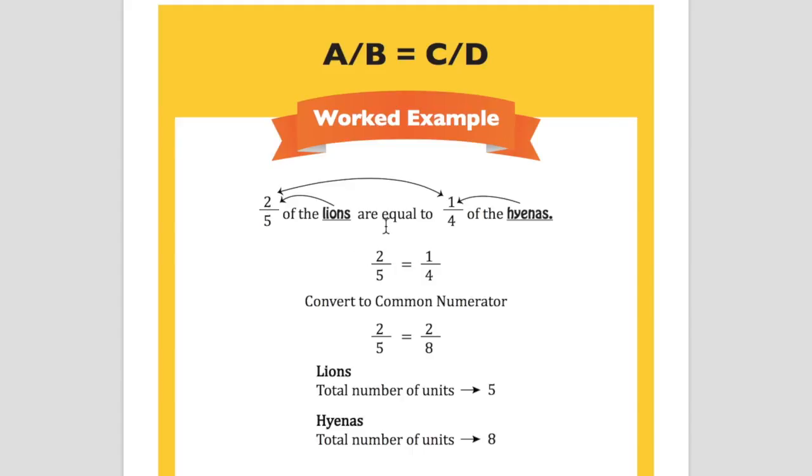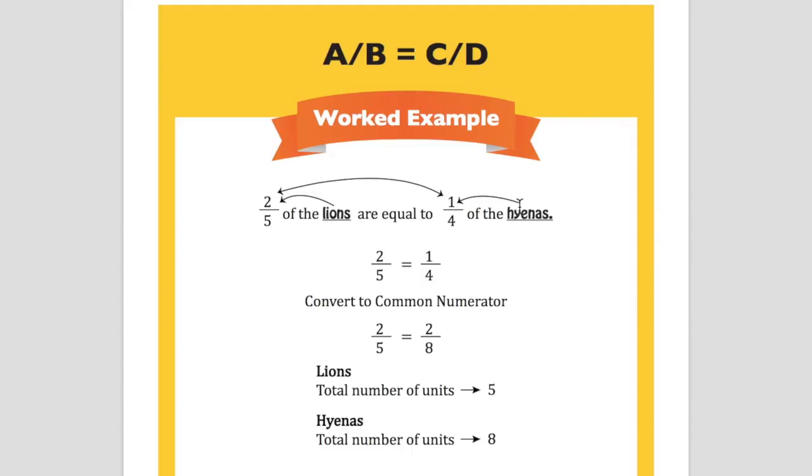So in this case, let's just bring this down: 2 over 5 equal to 1 over 4. Now, if you remember, the shortcut is just to make the common numerator. If you ask me why, it's because the 2 parts of the lions are equal to 1 part of the hyenas. So if 2 parts of lions are equal to 1 part of hyenas, how do we make sure that they are the same parts, right?